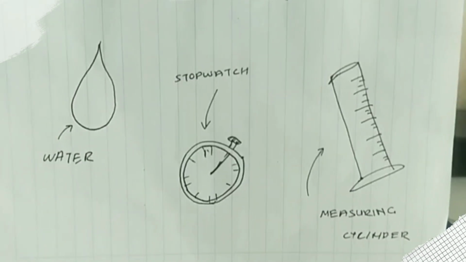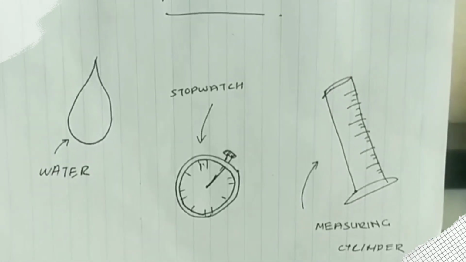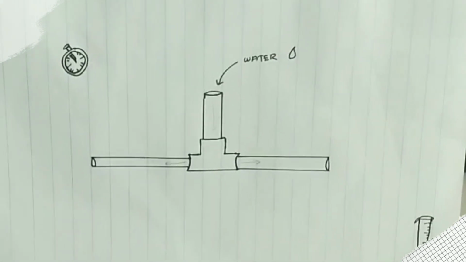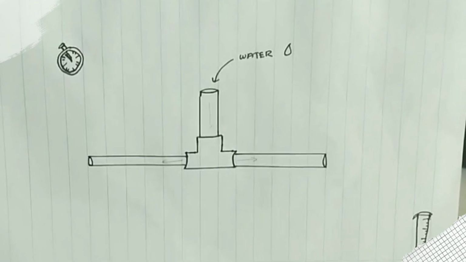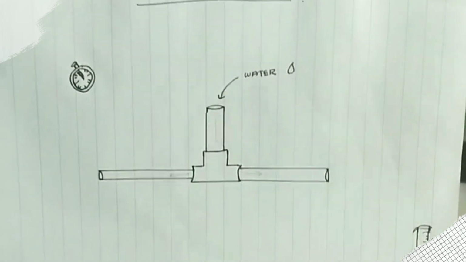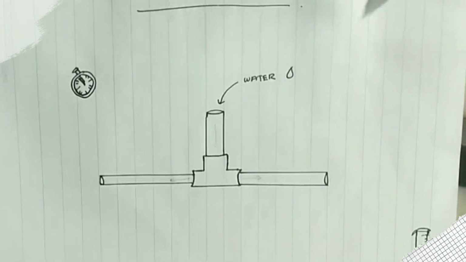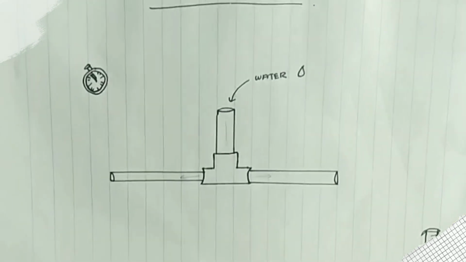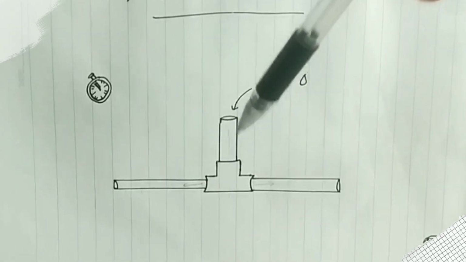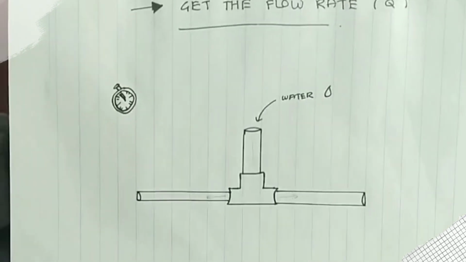Don't forget to prepare water, a stopwatch, and a measuring cylinder. After the pipe model is ready, use the stopwatch and measuring cylinder to get the flow rate of the water flowing through the inlet and outlet of your model pipe.